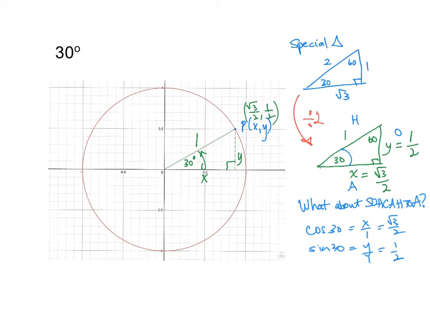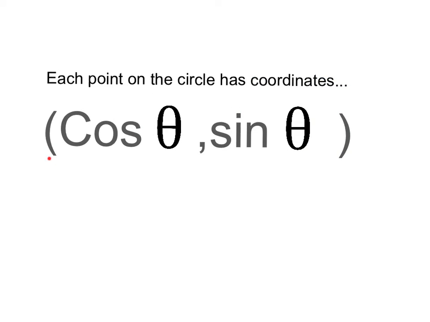So for this particular point, the values are root 3 over 2 and 1/2, but for any particular point, we can determine the x value by using the cos of the angle and the y value by using the sine of the angle. Therefore, each point on the circle has coordinates cos theta and sine theta. So our x value is cos theta and our y value for a point on the circle is sine theta.